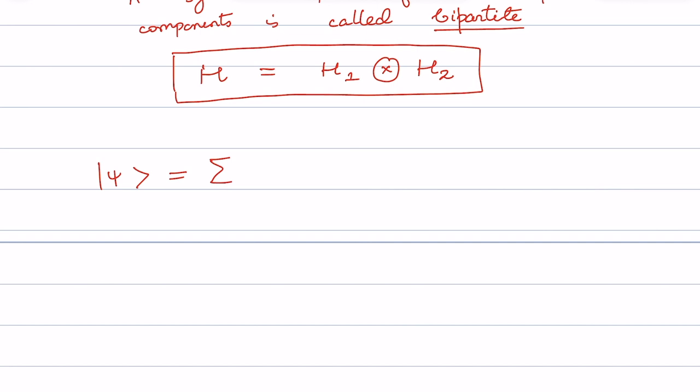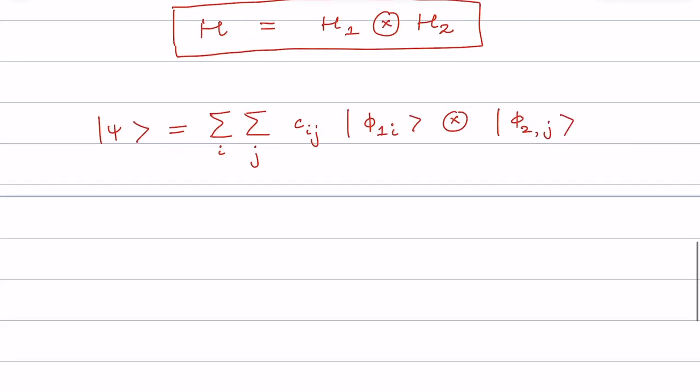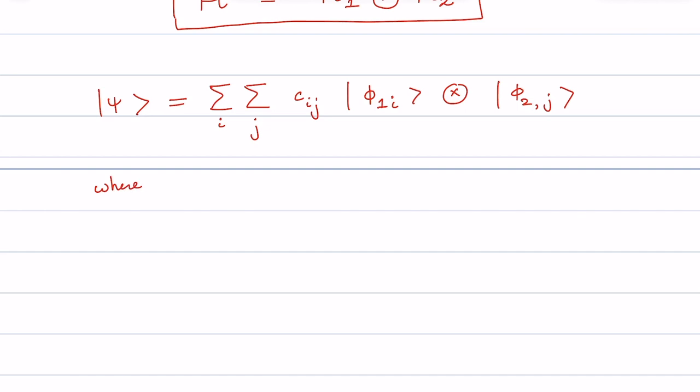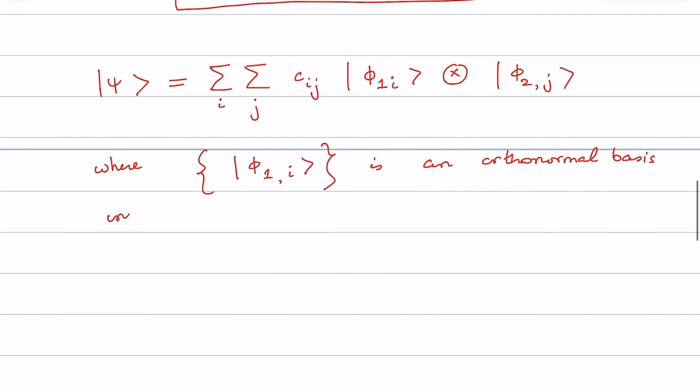It will look a little bit complicated in the beginning, but it will be clear if I give an example. So say summation, because there are two components, one over the summation i, and another over the summation j. Then there's a complex coefficient, say c_ij, times, for one component, the basis state |phi_1i>, tensor product, direct product, |phi_2j>. Here |phi_1i> is an orthonormal basis in the Hilbert space H1.